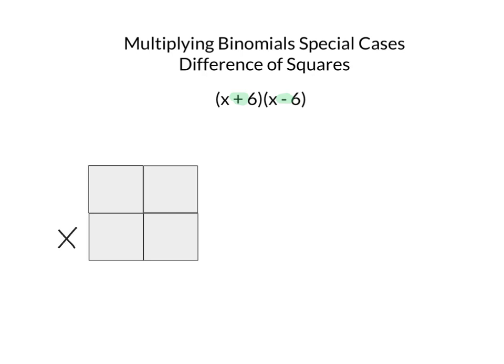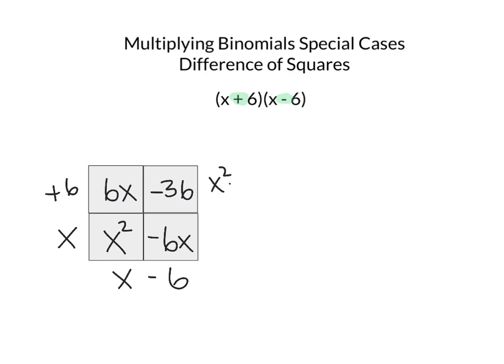So I'm going to do x plus 6 on the left side and x minus 6 on the bottom. So if I fill in my 4 blocks, I'm going to start in the bottom left. X times x is x squared. I move to the right. X times negative 6 is negative 6x. I move to the top left. 6 times x is 6x. And then in my very last block, I have positive 6 times negative 6, which is negative 36. So if I were to write that out, I would have x squared minus 6x plus 6x minus 36.